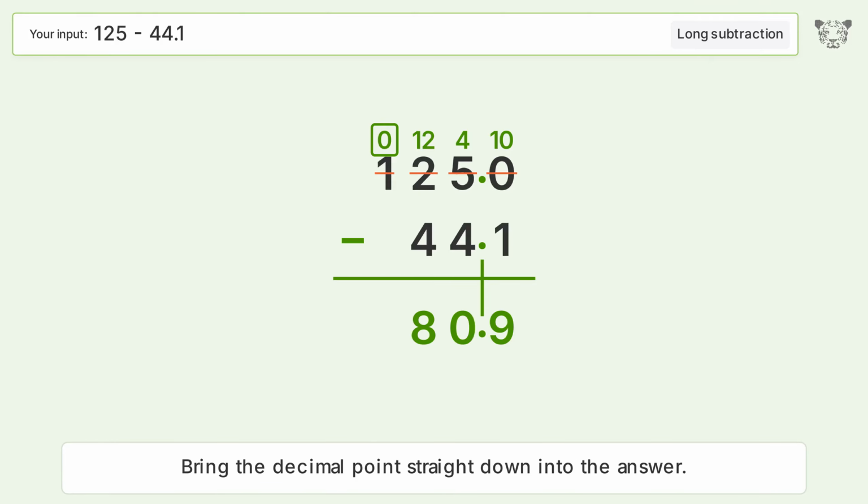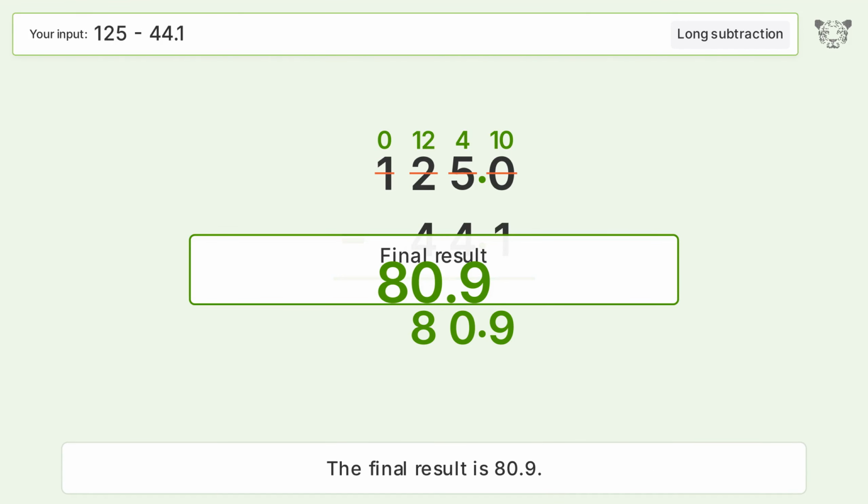Bring the decimal point straight down into the answer. The final result is 80.9.